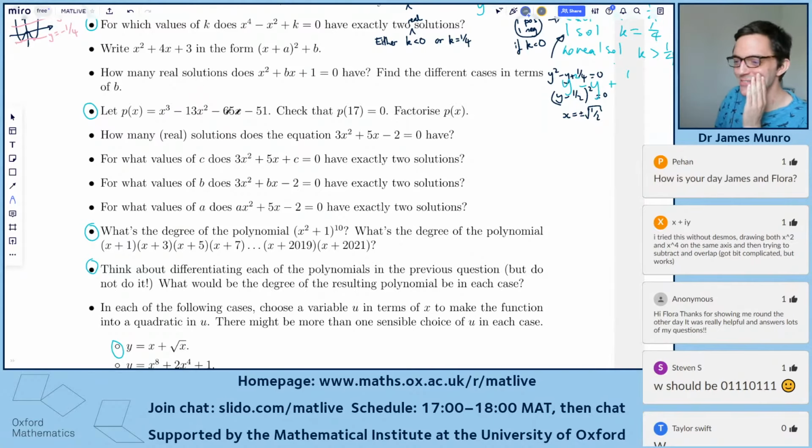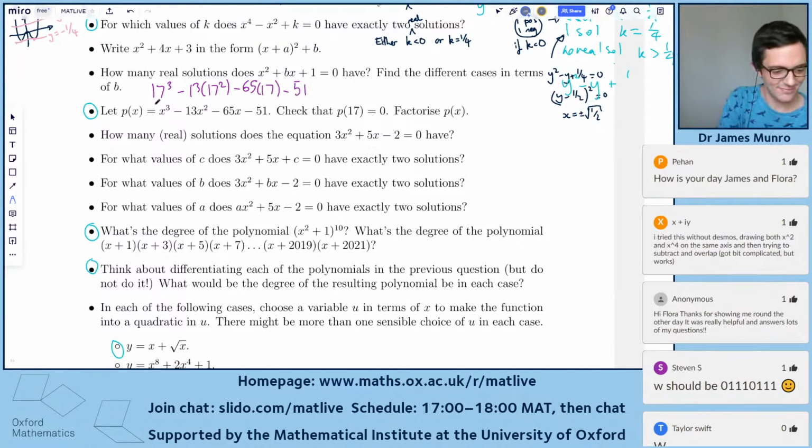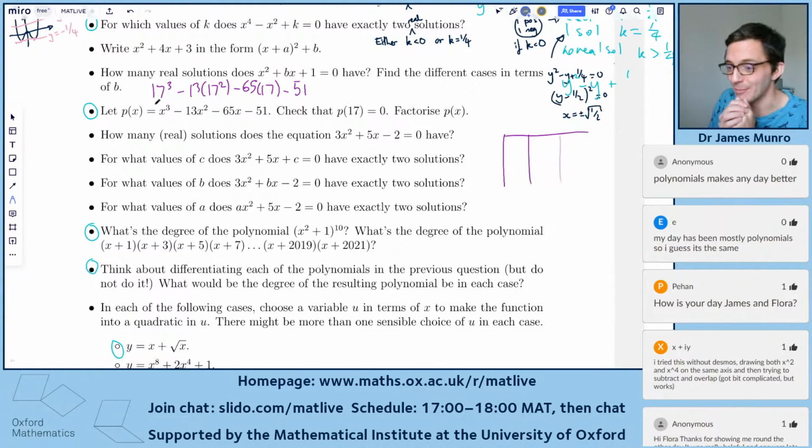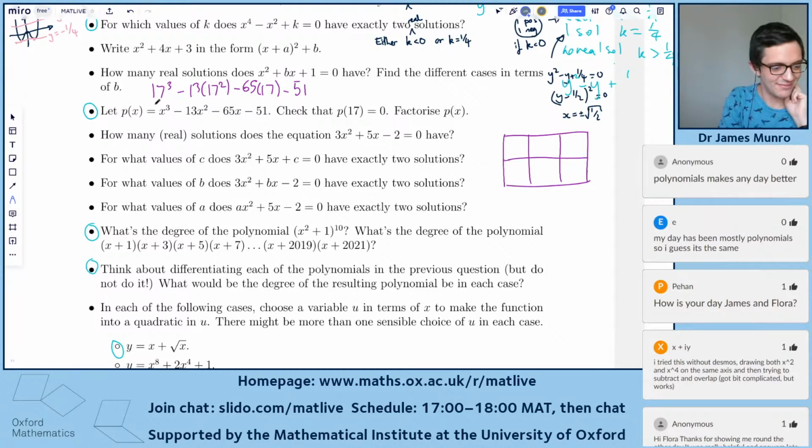So check that p of 17 is 0 means plugging in 17, right? It just means that we're going to do 17 cubed minus 13 times 17 squared minus 65 times 17 minus 51. But I'm sure my time is better spent showing you a nice way to factorise a cubic. That does work out to be 0, I think, if you plug in 17. Wonderful. There's a nice way of doing it with a grid.